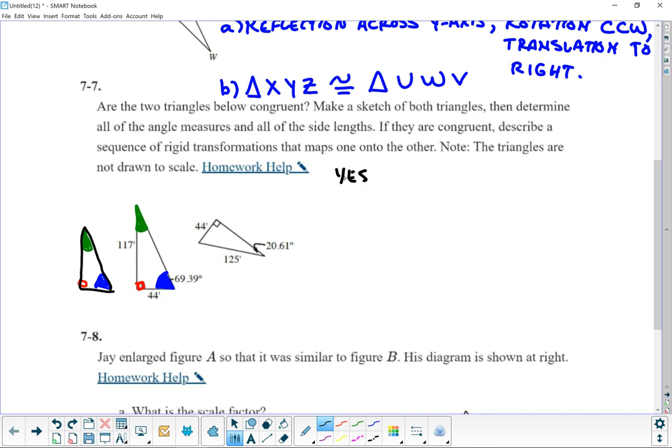Right. So I want to say yes, the two triangles are congruent.